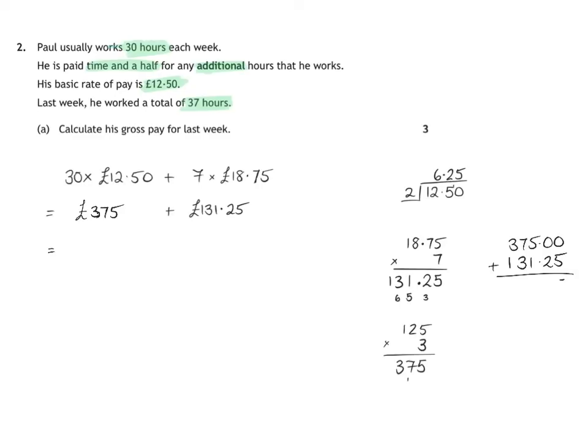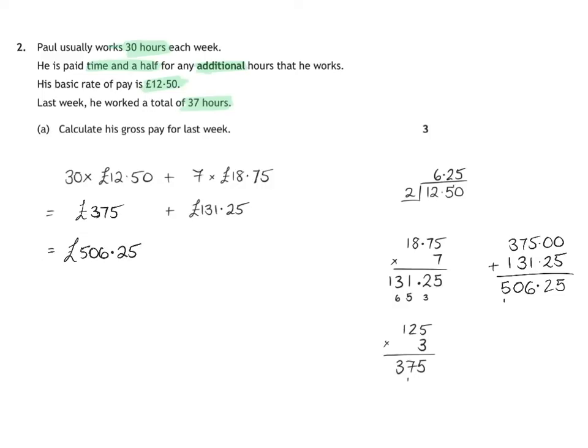So 0 add 5 is 5, 0 add 2 is 2, 5 add 1 is 6, 7 add 3 is 10, so 0 carry the 1, 3 and 1 is 5. So we get the total pay is £506.25. So where do the marks come from this question?